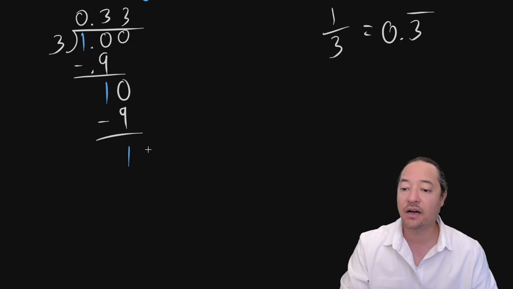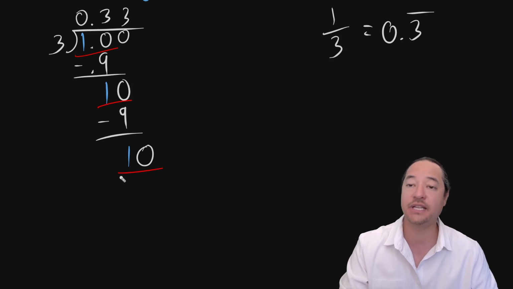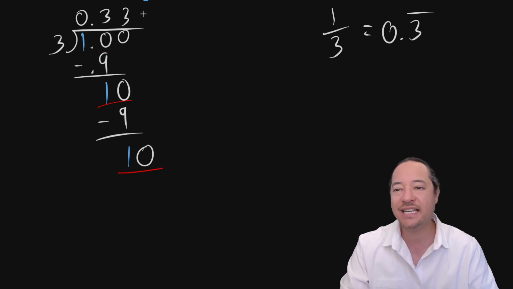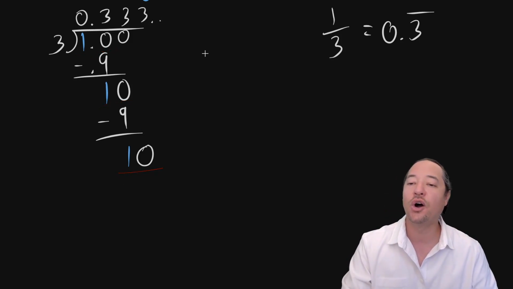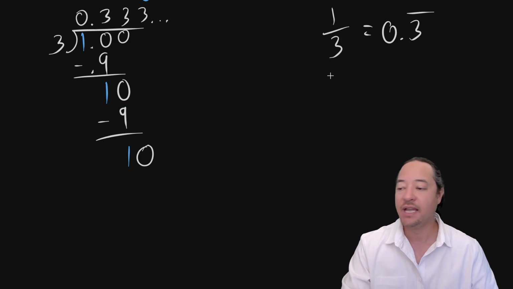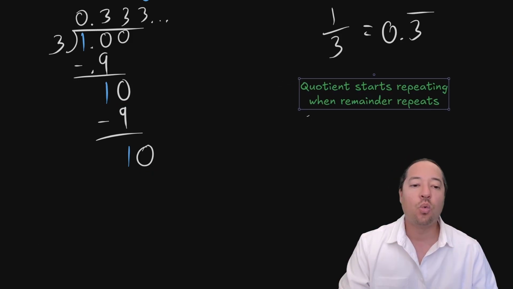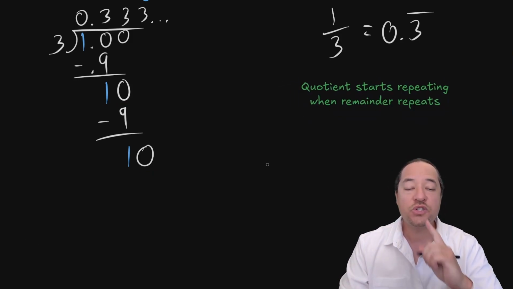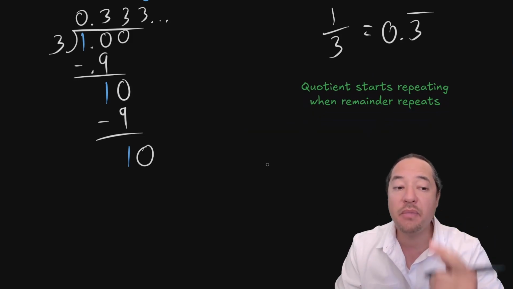We're just asking, how many times does 3 go into 10? So we're going to keep getting the same answer over and over again. And so this explains why things start repeating. Basically, the quotient starts repeating when the remainder repeats.